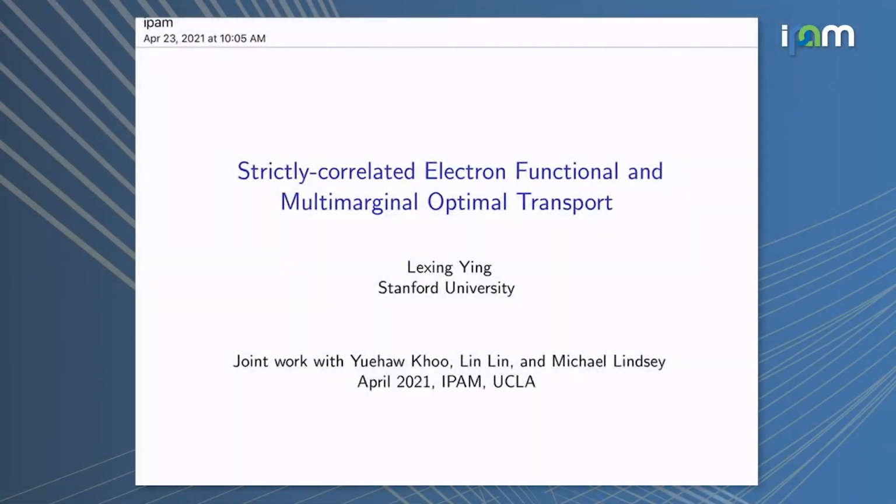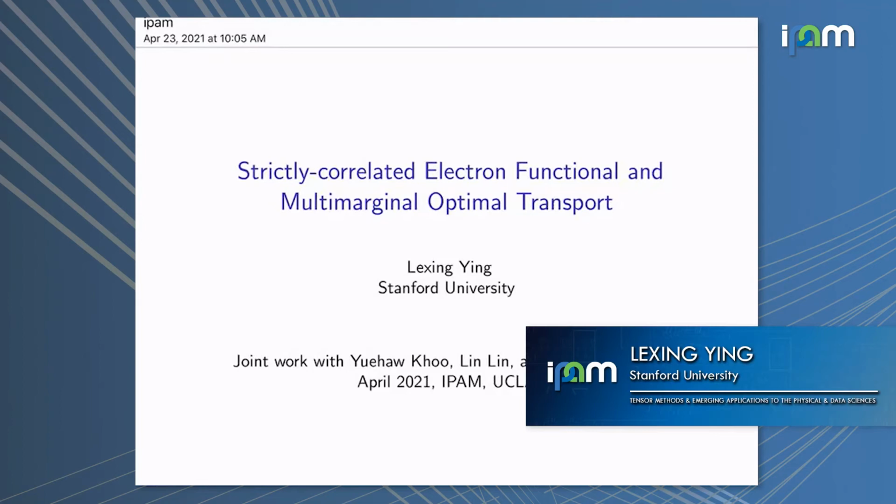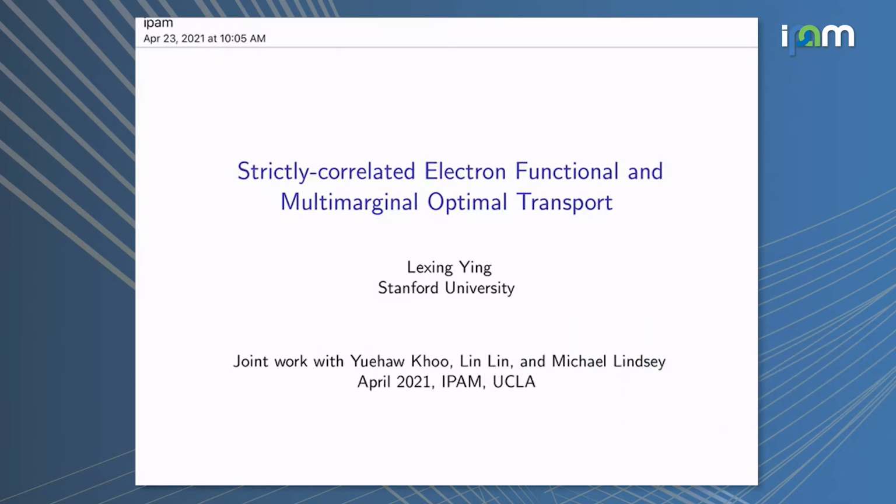So today I'd like to share with you some, not so recent work on trying to use optimal transport to solve strictly correlated electron problems. This is joint work with my previous postdoc, Yu Hao Kuo, who's recently moved to University of Chicago, and Professor Ling Ling. I think Ling is in the audience from UC Berkeley, and also Michael Lindsay, who's currently at NYU. Michael was Ling's previous student.